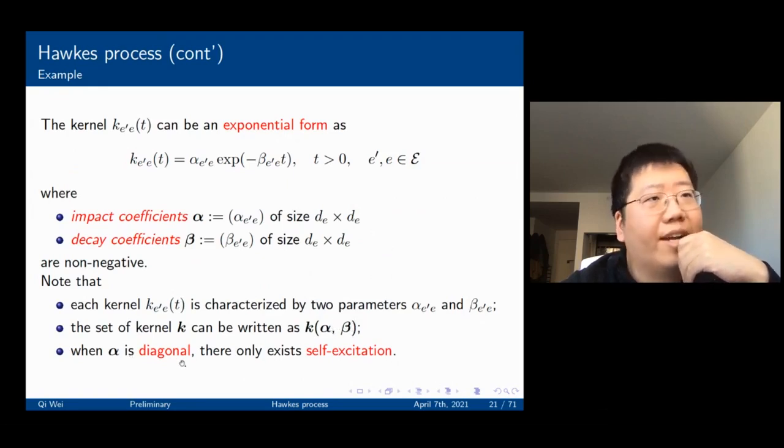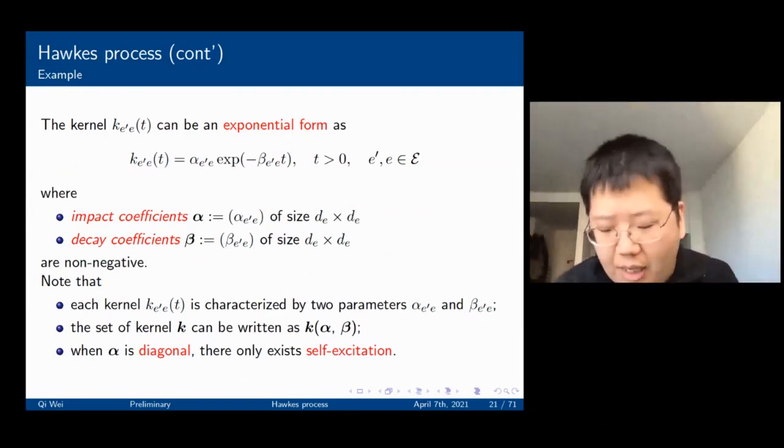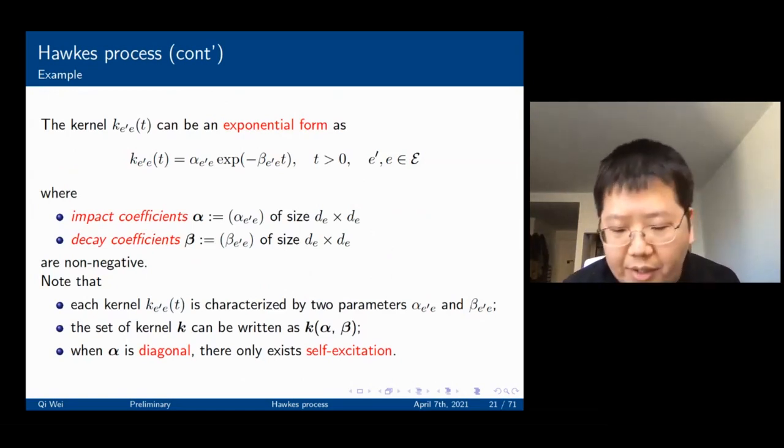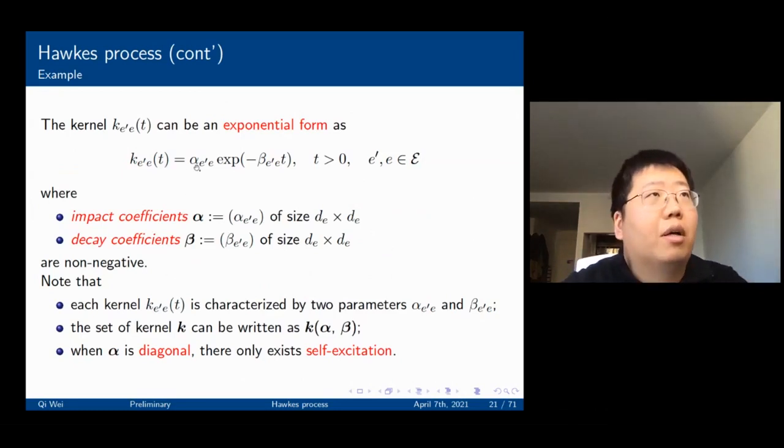When alpha is diagonal, it means that we only have self-excitation. At a very high level, you can understand alpha as a little bit like the covariance matrix, but it's not necessarily symmetric. So each element basically tells you how event E prime affects event E. Okay, so according to the definition here.